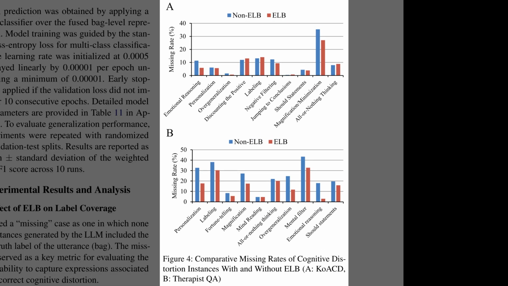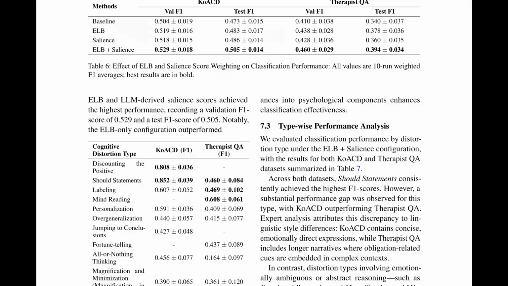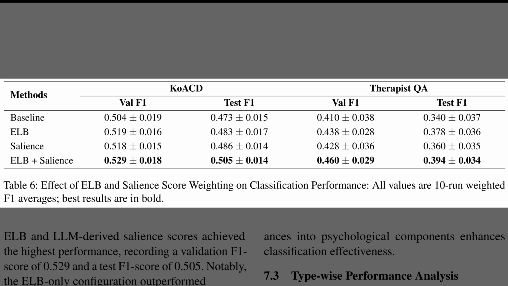Figure 4 compares missing label rates with and without ELB. The blue bars mark non-ELB, and the red bars show ELB, which generally lowers omissions across distortion types. Panel A for KoACD highlights big drops for emotional reasoning, about 11% to 6%, and for magnification and minimization, roughly 35% to 27%. Panel B for therapist QA shows even steeper gains, with emotional reasoning falling from about 18% to 3%, though labeling and mental filter remain relatively high. So Figure 4 showed fewer missing labels with the ELB cues.